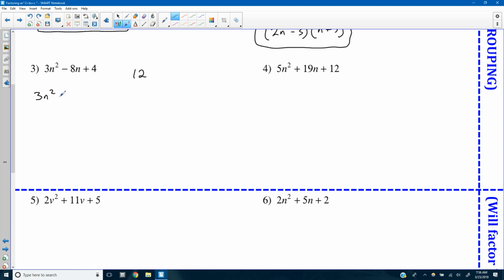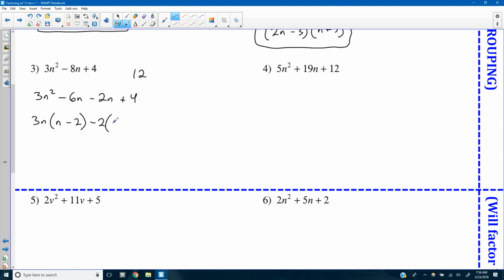Which one do you think I'm going to write first? That's right, the negative 6. 3n squared minus 6n minus 2n plus 4. Factor by grouping. These both have a common factor of 3n, n minus 2. Now again, I need to get an n minus 2 here. Notice how this is a plus right here. Somehow it obviously needs to turn into a negative, and this one's a negative. I need to turn into a positive.